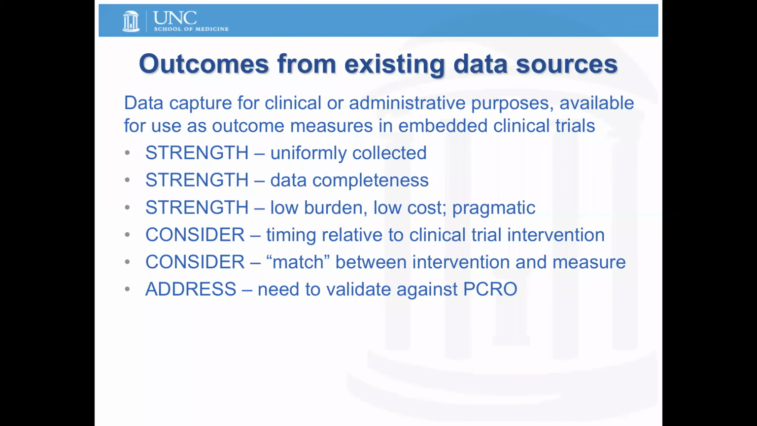A strength is that the data is fundamentally uniformly collected. Another strength is data completeness. Many of the federal data sources, for example, the minimum data set, is mandated for data collection, and it means that your missingness will be much less than it might be for PCROs.